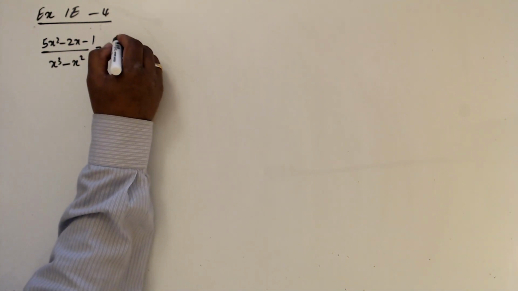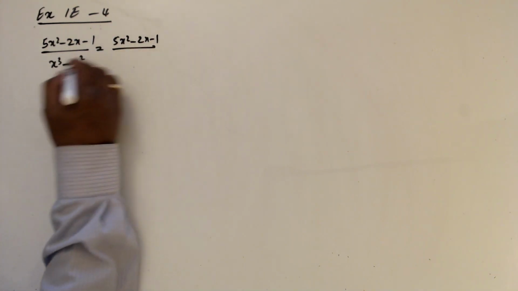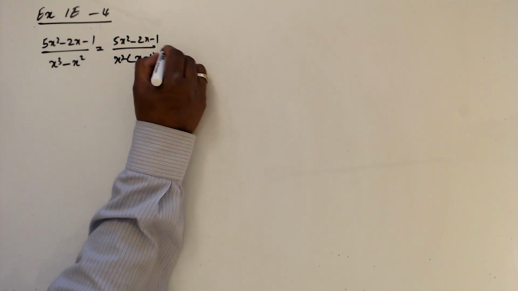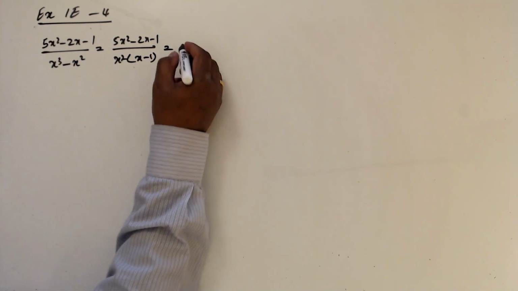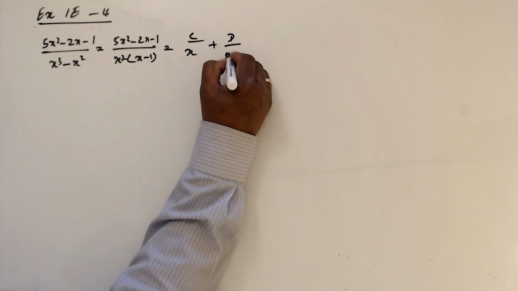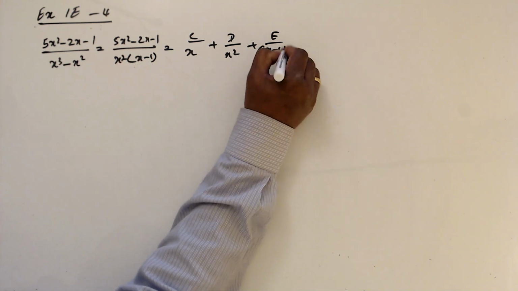Oh, this is 5x square minus 2x minus 1 over x square, factorized. So this is going to be x minus 1, so it is a repeated root. Now we can write c over x plus d over x square plus e over x minus 1.